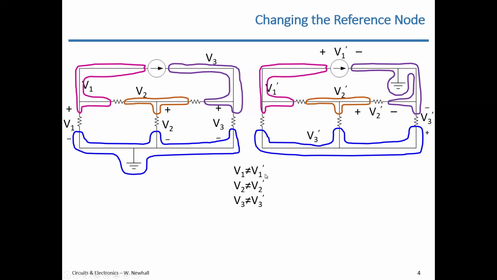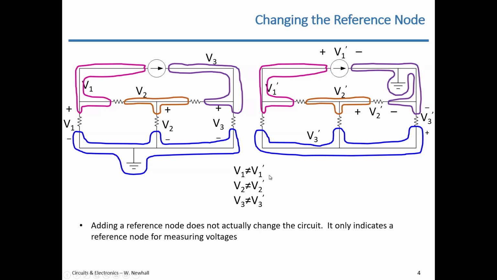Okay. So a couple points. When I added the reference node to the circuit, either one, I didn't actually change the circuit. If I'm only adding one ground node, one reference node, defining one of the nodes as the reference, and I'm only defining one node like that. We'll talk about multiple ground symbols later, but if I only add one, I'm not changing the circuit. I'm just saying this is where I put the negative terminal of a voltmeter when I measure node voltages, and when I define node voltages. So when I add a ground, it doesn't change anything. It only indicates a reference node for measuring or defining voltages.